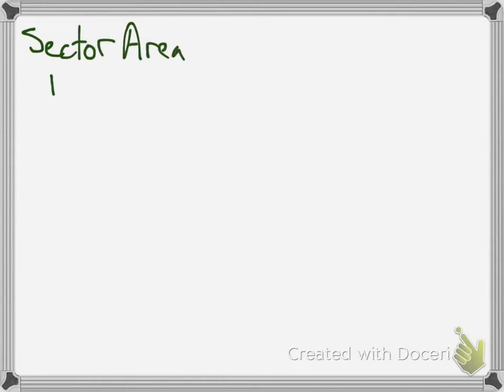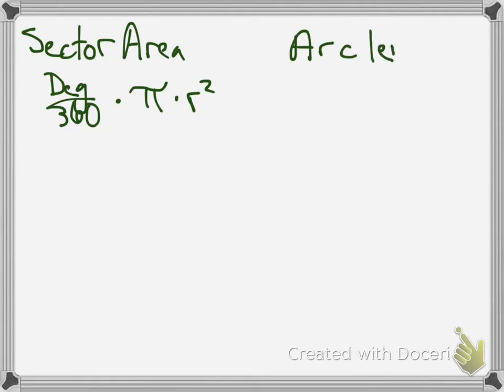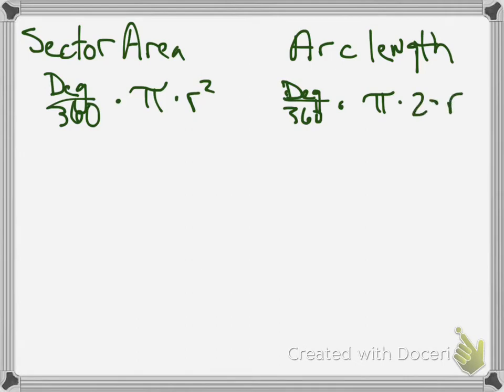That's the one where we did the degree over 360 times pi times r squared. Okay, if they ask for arc length, degree over 360 times pi times 2 times the radius. Okay, something like that.